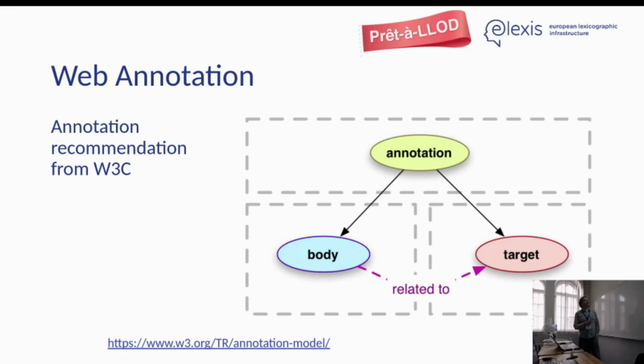It consists of a body. This is all of the data about this annotation, so what this annotation is actually showing us. And a target, where the target is the document that we're trying to annotate. So we have some way of indicating which part of a document we're referring to with our annotation.